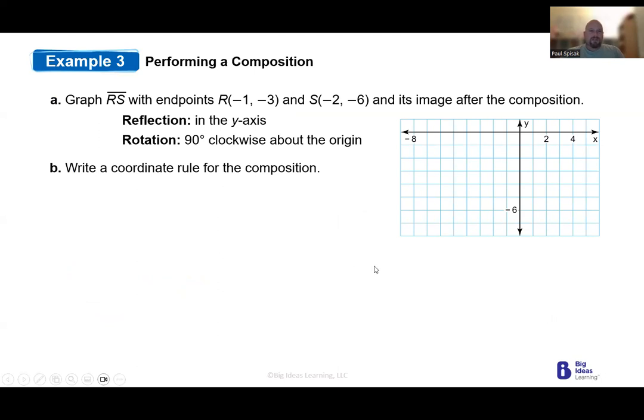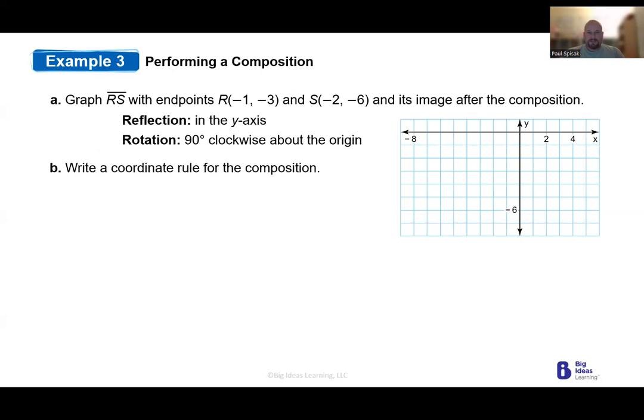All right. On this one, performing a composition. Graph RS with endpoints, and it gives us 2 points, and its image after a composition. So we are doing a composition of transformations, just like we did in the last 2 sections, but now we're adding in a rotation. This time they're having us do a reflection followed by a rotation.